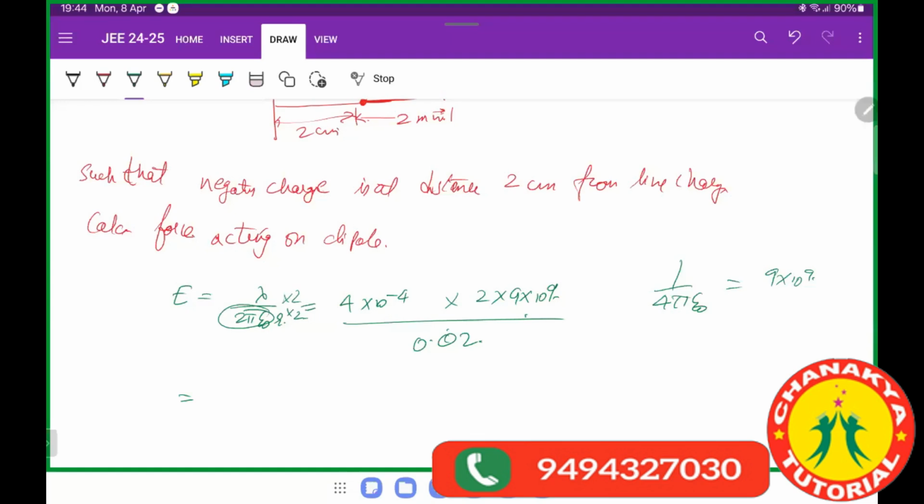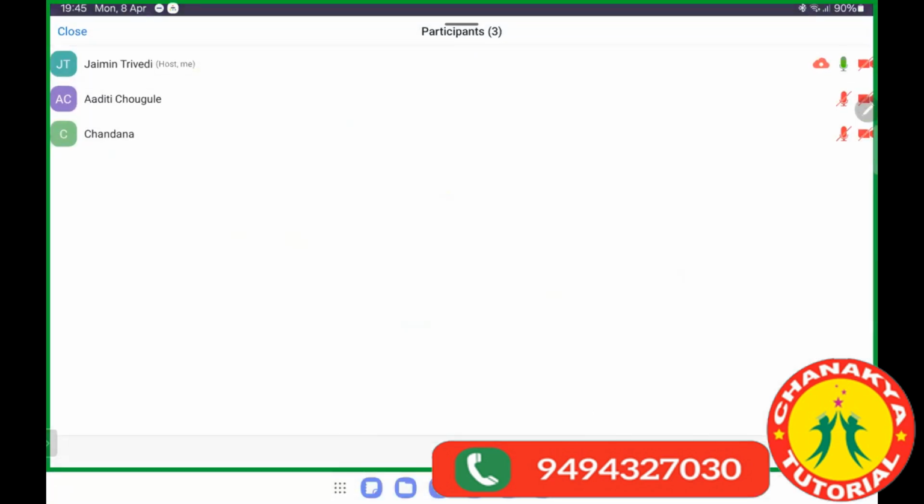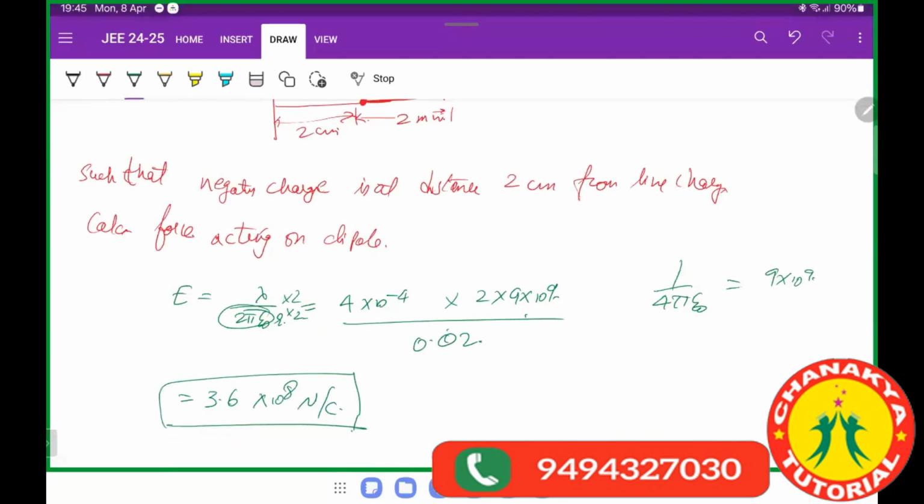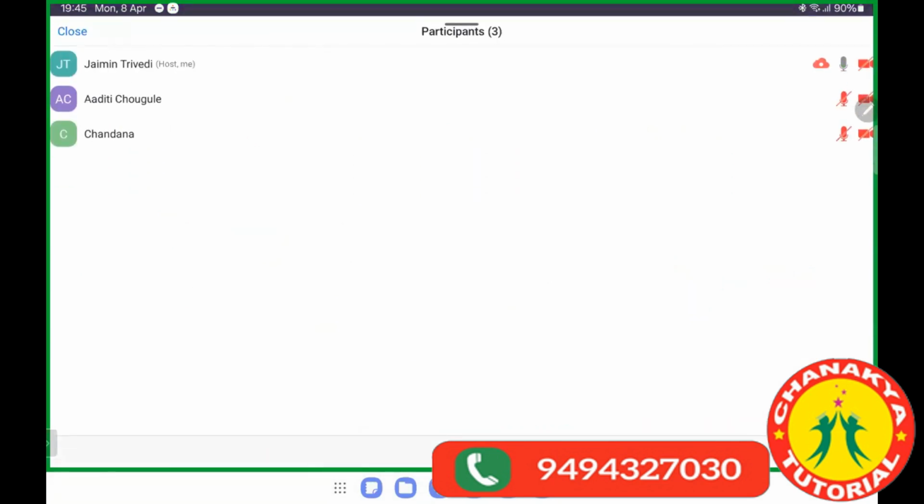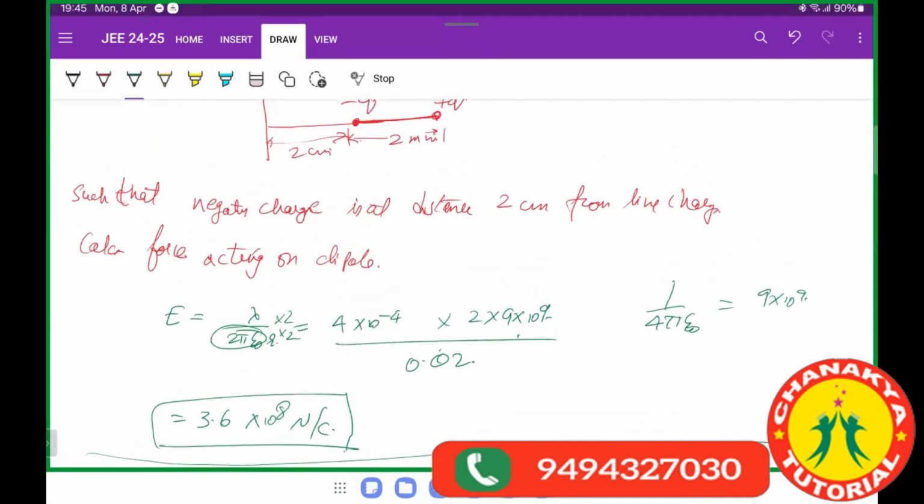This will be 3.6 into 10 to power 8 Newton per Coulomb. Are you getting the same value? Yes, sir. Aditi, what about you? Yes, I got the same thing.